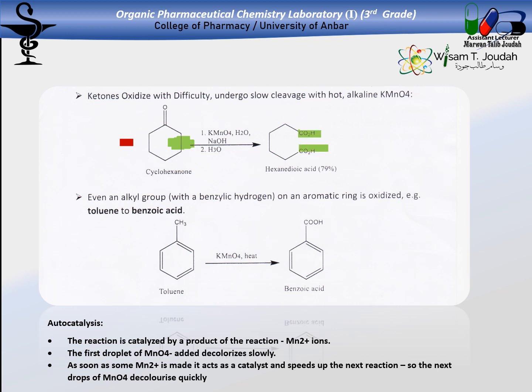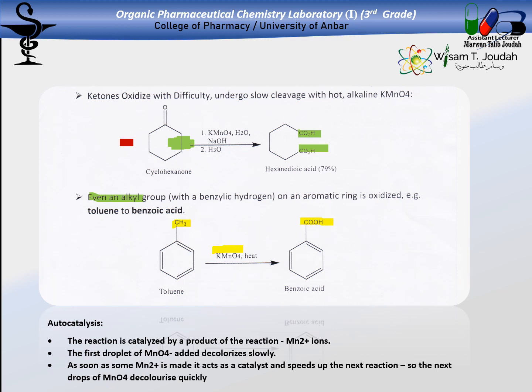This is C double bond OOH, a carboxylic acid. Even an alkyl group on an aromatic ring is oxidized. So here we are converting toluene into benzoic acid. The methyl group right here has been converted into the carboxylic group by using KMnO4, potassium permanganate, with heat. The heat is, let's say, a kind of catalyst. Without heat, the reaction cannot be completed.